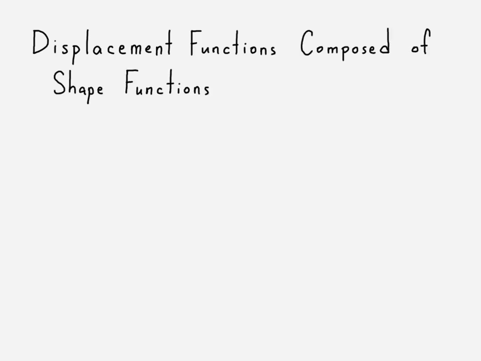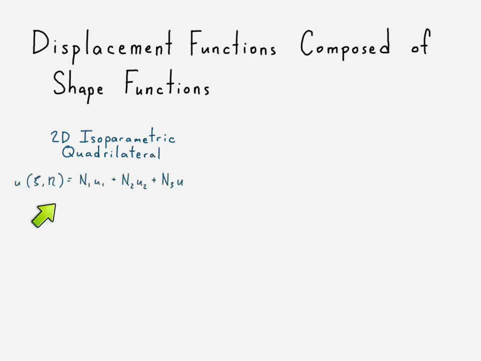Okay, so taking a look at our displacement function, it is composed of shape functions just like our 2D isoparametric quadrilateral element. So in the 2D isoparametric quadrilateral element, we may remember equations like this for our horizontal displacement in terms of our shape functions and their corresponding nodal displacements. It's a very similar form for our vertical displacement.